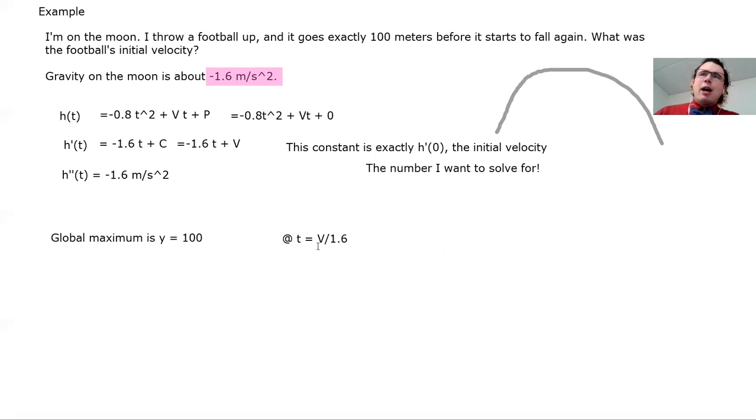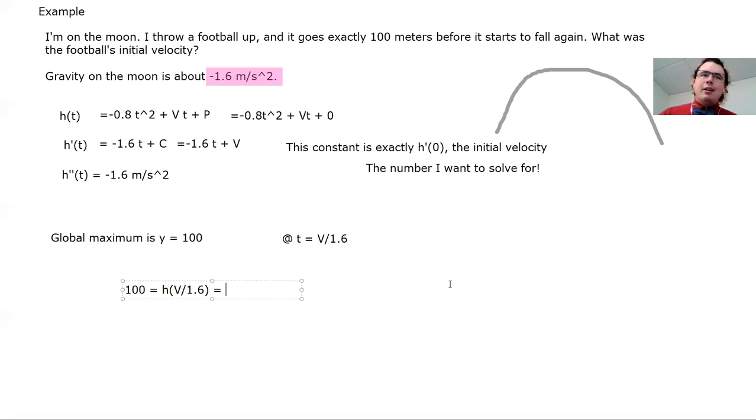Okay. So again, velocity is a number I don't know here. But if I knew that velocity, I would know where the global maximum should be. Well, let's plug this value of t into the original function and see what we get. So my maximum is supposed to be at t coordinate v divided by 1.6, and this is supposed to be exactly 100.